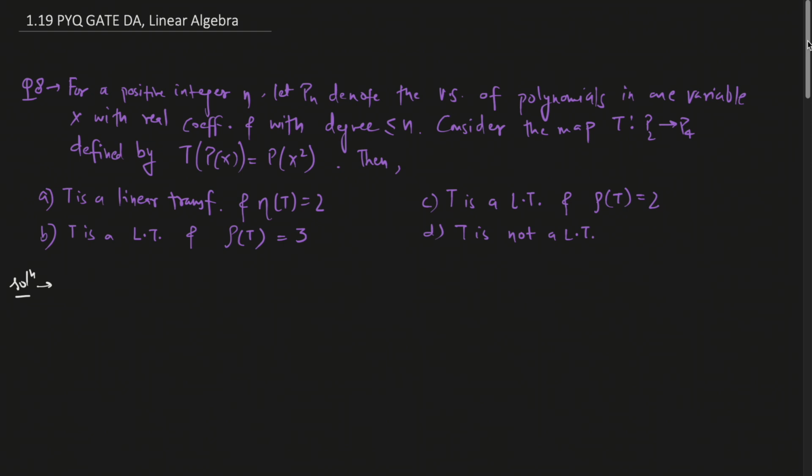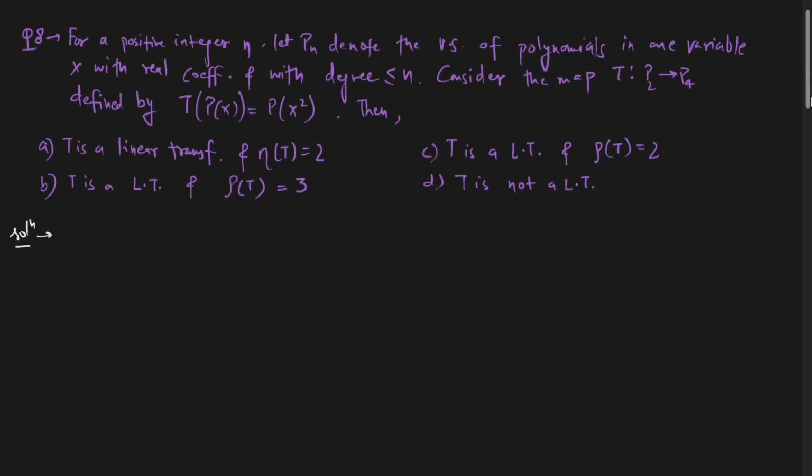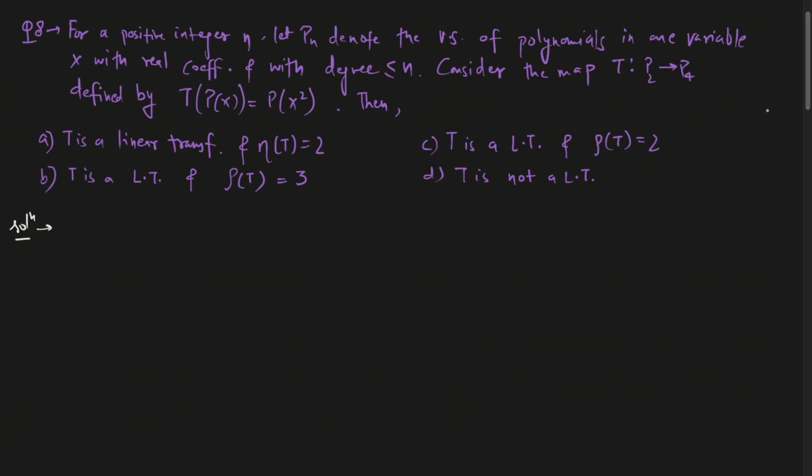And then they are asking about the rank and nullity, right? So if you have seen my videos on vector spaces, I already told you that vector spaces are not confined to just normal traditional vectors. Vector spaces could be of anything. It could be of matrices, we call it matrix space. It could be of functions, we call it function space. In this question it is of polynomials.